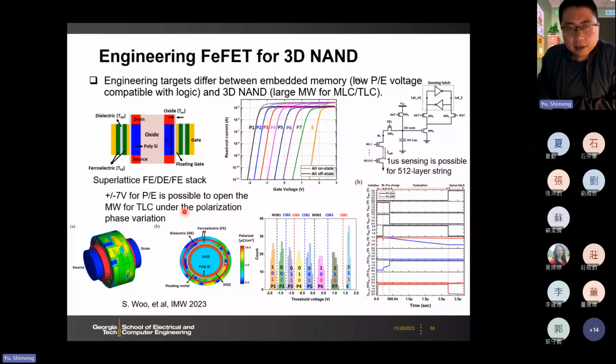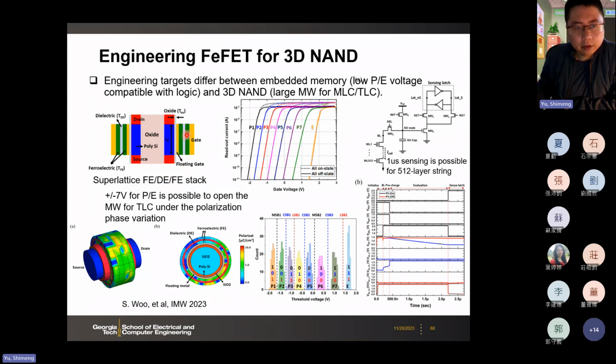And then for the 3D NAND, we engineer the FeFET a little bit differently from the GlobalFoundries approach for the embedded memory. Because for the 3D NAND, if we want to store more, we have TLC and QLC operation. That means we store 3 bits per cell or 4 bits per cell. So we have to increase the multi-level states in the FeFET as well.